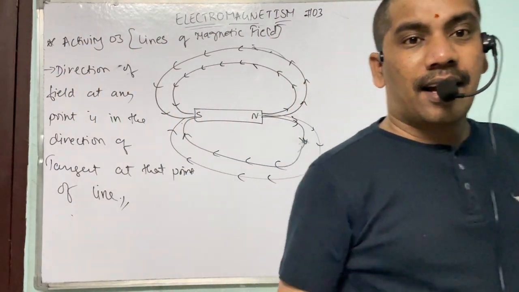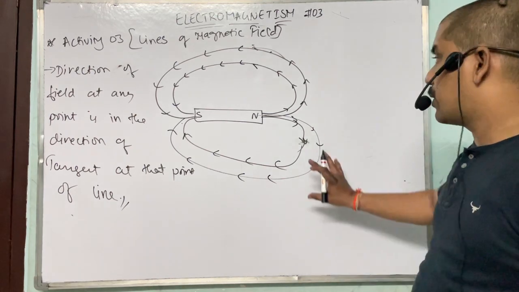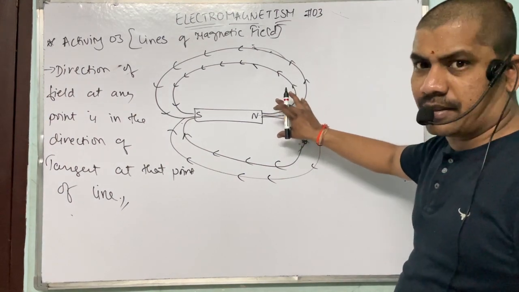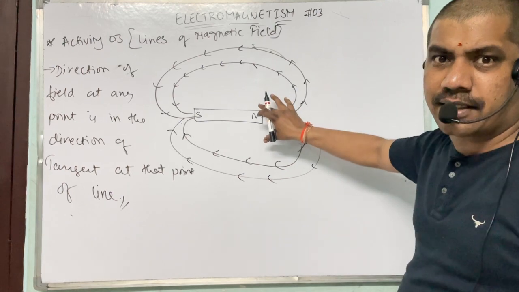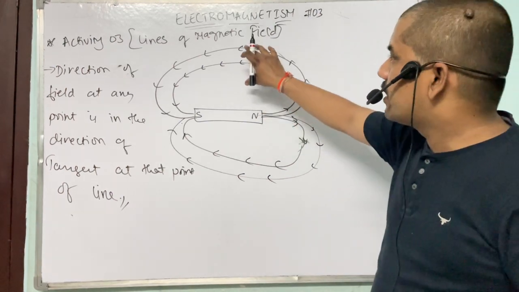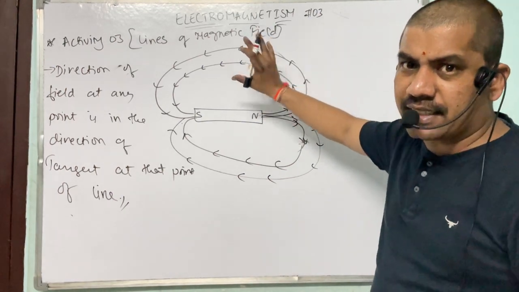And after that we said, if the number of field lines is more in a given area, then field strength will be high in that particular region. And where the number of field lines is less, then field strength is less.